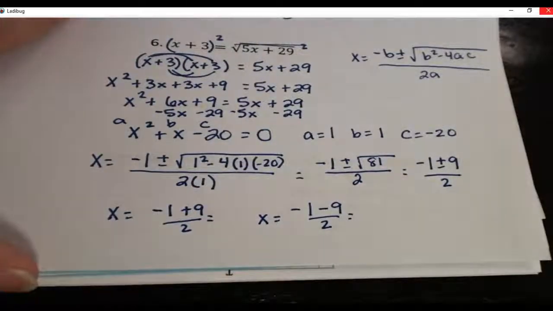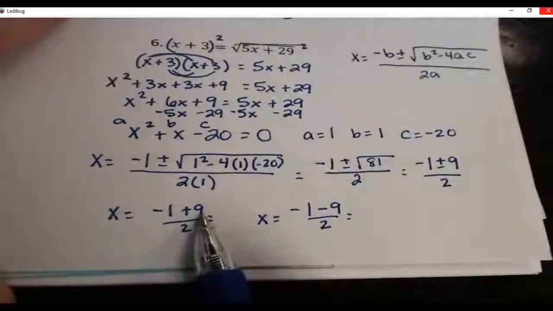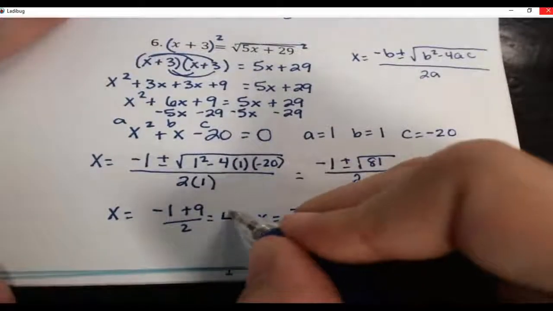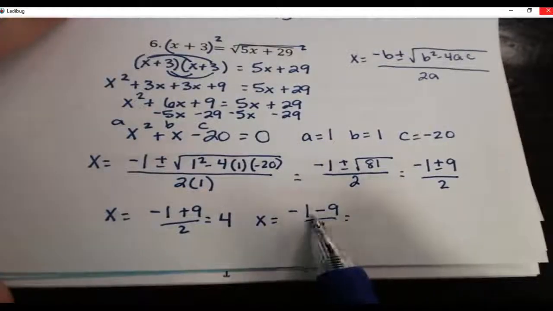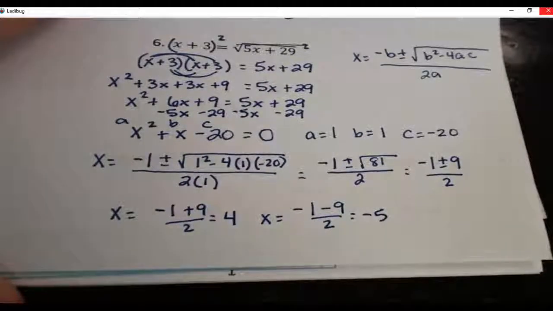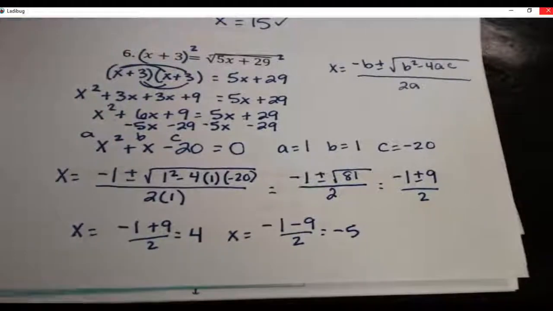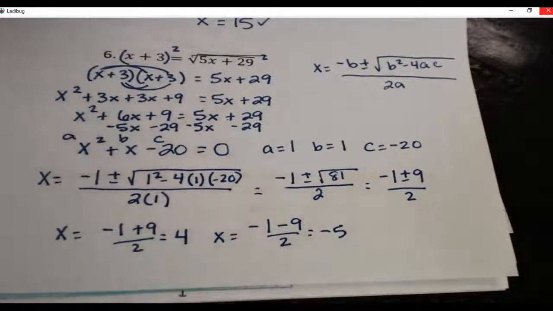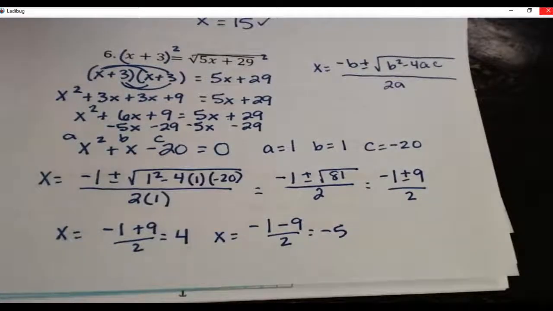You can just type that in your calculator if you need to. Or you can just say -1 plus 9 is 8, divided by 2 is 4. -1 minus 9 is -10, divided by 2 is -5. So those are our two answers, 4 and -5. But we do want to plug them back in and make sure that both of them work.